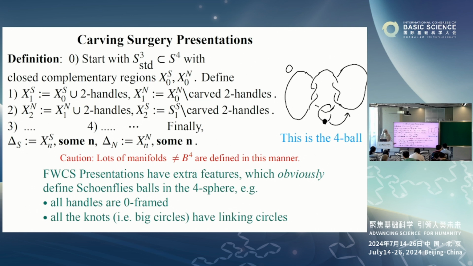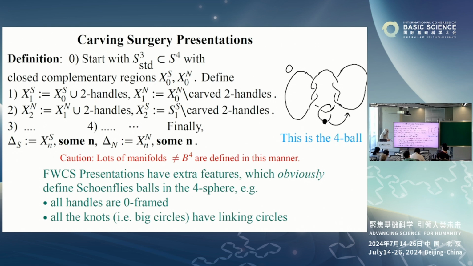If it has certain extra features, I call it a Finger-Whitney carving surgery presentation. So here's a particular simple one: if you look over there, there's a slice link, so I'm attaching a 2-handle there, but now here's a little linking circle, and now I'm removing a potentially very complicated 2-disc, which is going through that 0-handle, and so that's our new manifold. Anyway, it turns out it's a fact that this is actually a 4-ball.